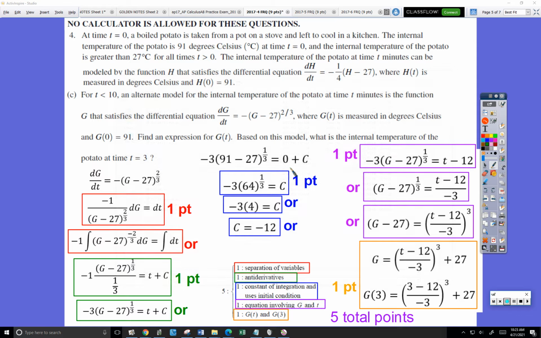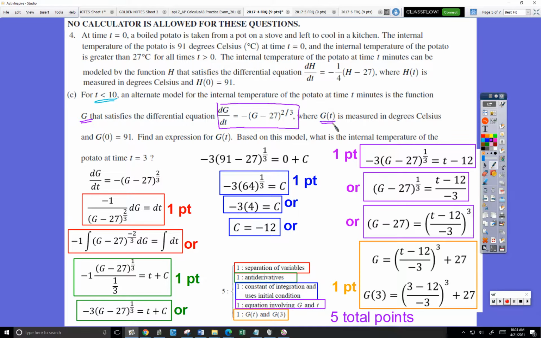Okay, for part C, for time less than 10, so I assume that means between 0 and 10 because we can't do anything until we take the potato out of the pot. So for time less than 10, an alternate model for the internal temperature of the potato, you should be used to this by now where they give different models, is the function g. G satisfies this differential equation.